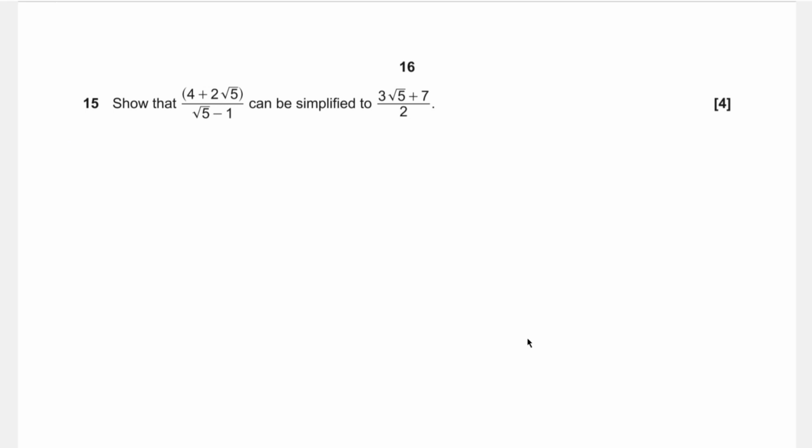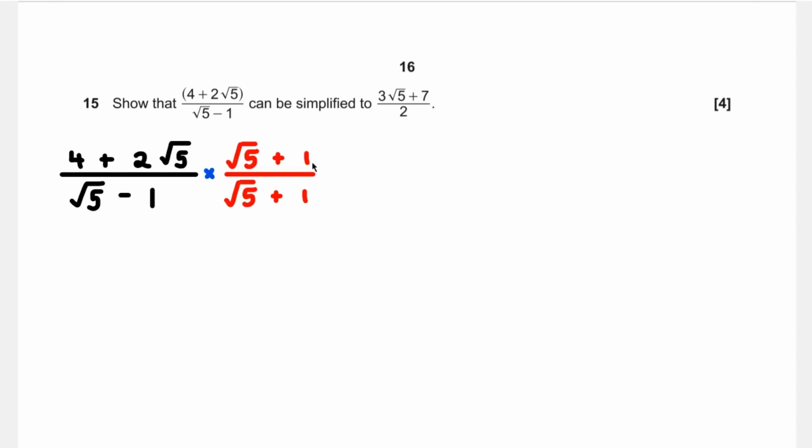Question number 15. We have to show that 4 plus 2 root 5 over root 5 subtract 1 can be simplified to 3 root 5 plus 7 over 2. So we've got this 4 plus 2 root 5 over root 5 subtract 1, and what I'm going to do is multiply both the numerator and the denominator by the conjugate of the denominator. So I'll multiply this by root 5 plus 1 on both the numerator and the denominator.